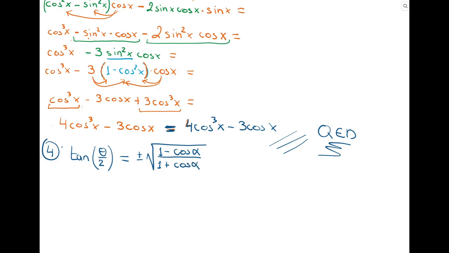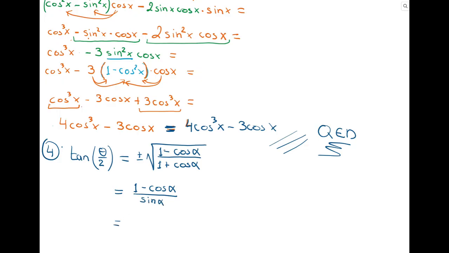So that's one version of it. And then there was another one. That's if I multiply top and bottom of this by 1 plus cosine alpha. I will then have a square of that down here. So I'm not going to have a square root anymore, so no more plus or minus. It will be just 1 minus cosine alpha over sine alpha.